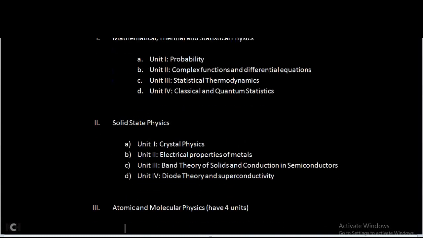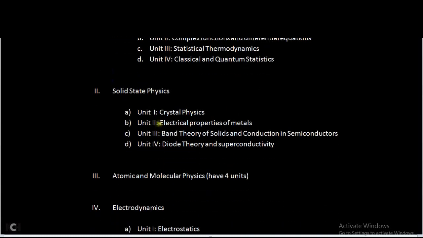Then solid state physics over here: crystal physics part 1 in unit 1. Then in unit 2, electrical properties of matter. Then unit 3, band theory of solids and conduction in semiconductors. Then unit 4, diode theory and superconductivity. All the diode characteristics that we have studied somewhat in 12, but over here we will study deeply.